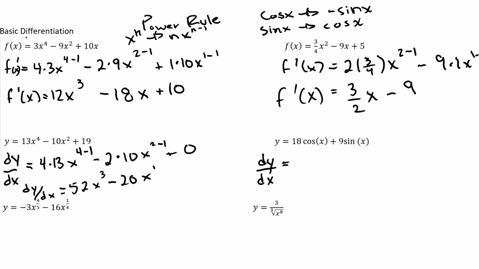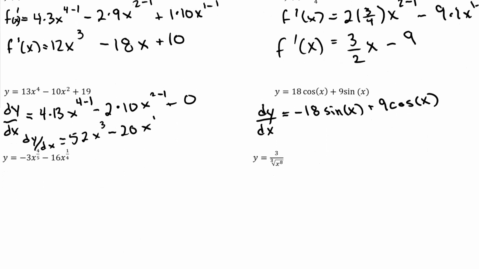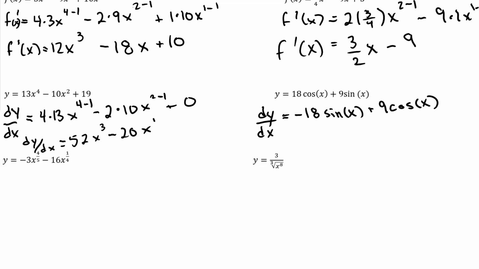This one we're just applying the cosine and sine rules, so the derivative of cosine is negative sine. So we got negative 18 sine x. That constant out front just hangs out. And the derivative of sine is positive cosine, so we got plus cosine x. These next ones have some fractional exponents. So the one on the left-hand side we don't have to rewrite, but the one on the right-hand side we're going to have to rewrite before we do the derivative.